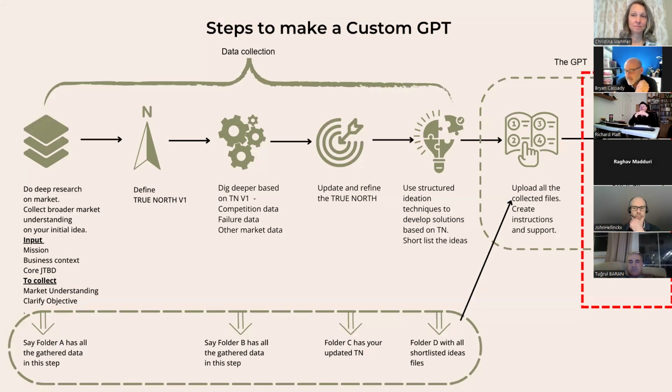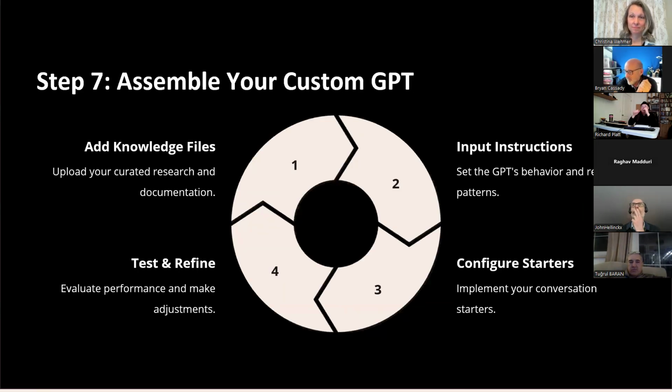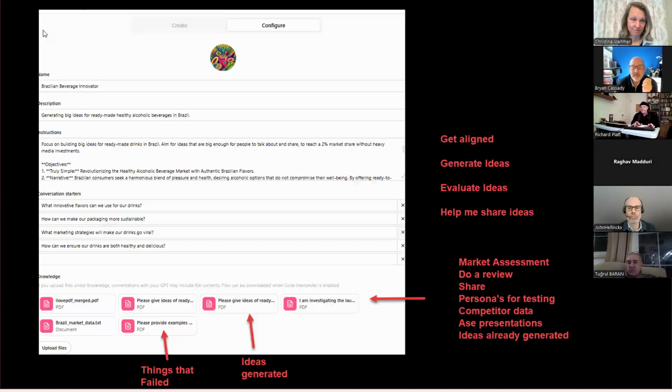Okay, so we've got to this point, and now you have to put it all together. So what do we have? We have the knowledge files, all the research and documentation. We have the instructions, so you say what the GPT needs to do. We have the conversation starters. We have to test and refine. So it all fits together into one GPT, which is, what do we want to do?